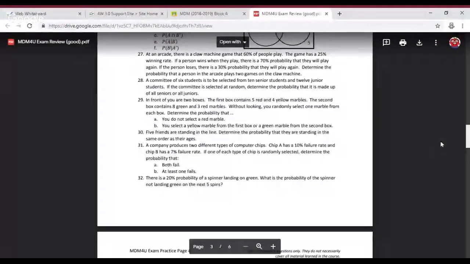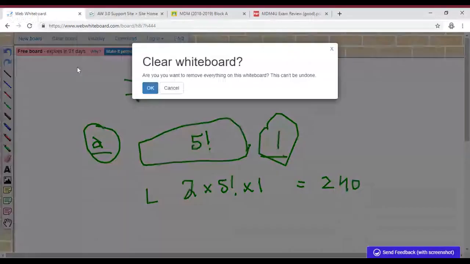Determine, so we have these computer chips that are failing. Chip A has a 10% failure rate and chip B has a 7% failure rate. Determine the probability that at least one fails. So at least one fails.